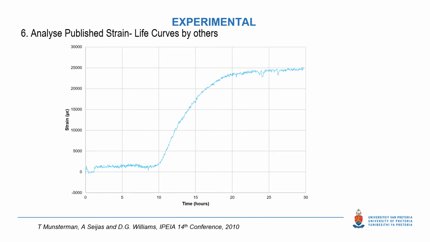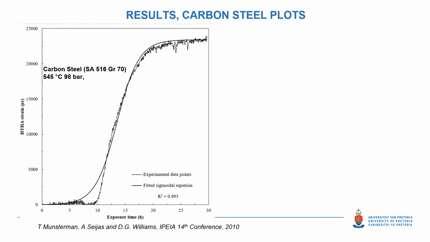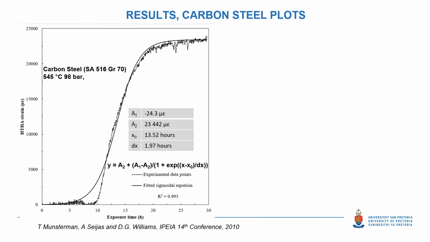We supplemented our results by analyzing published strain life HTHA curves by others, such as the carbon steel curve shown here. The published curves were digitized and subjected to mathematical analysis. The mathematical analysis showed that the sigmoidal equation best describes the strain life HTHA behavior for all steels and microstructures evaluated. The equation uses four constants as shown.